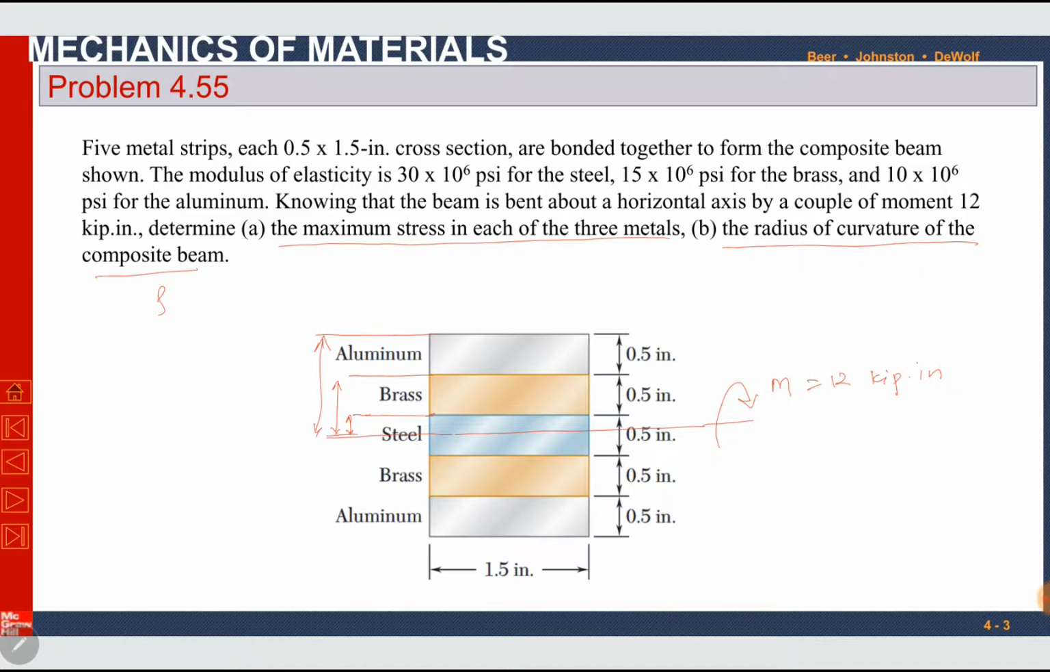First, we have to find N. Here are three materials. Before this, we were solving problems for two different materials. Now we have three. Among them, the smallest E is for aluminum, 10 into 10 power 6. So I will take it as the base material, and I will transform steel and brass into aluminum. So we will have two values of N, N for steel and N for brass. N for steel is E for steel divided by E for aluminum, and N for brass is E for brass divided by E for aluminum. So we will do it.